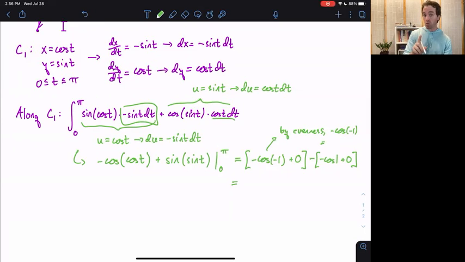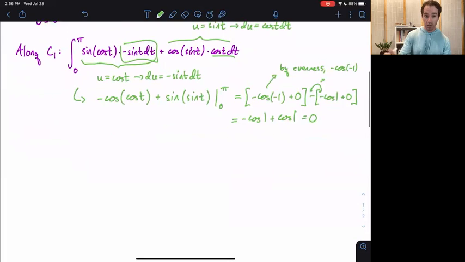If you don't understand why that's true, it's because cosine is an even function. And so negative inputs get the same outputs as positive inputs. This is going to be useful because now it's going to be a like term with this, where it wasn't before. So this is going to be negative cosine of 1 minus a negative of cosine of 1. That means plus cosine of 1, or 0. So the integral of this along the first curve is actually just 0.